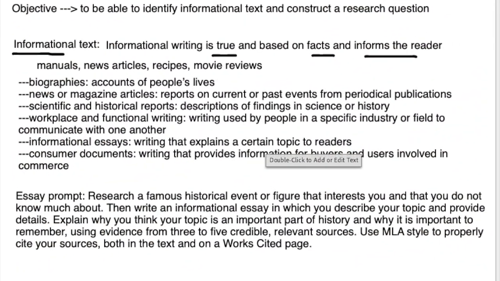So we're going to get started. We're going to talk first about informational essays and then about research questions and then end with developing our own question. All right, so here we are.